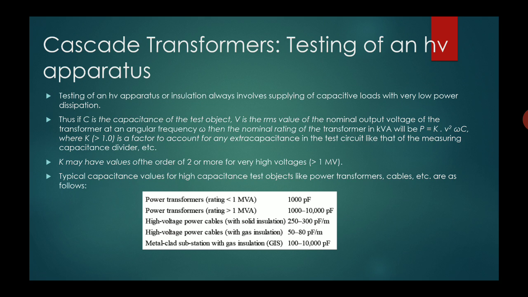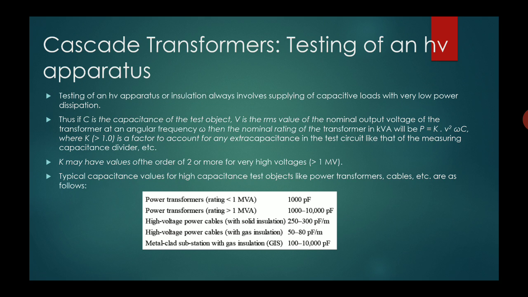kV² omega C, where K is more than 1, which is a factor to account for any extra capacitance in the test circuit, like that of the measuring capacitance divider, etc. So basically, when we do the testing of any apparatus, the insulation testing, what we are doing is basically testing of the capacitance of the object. So the power received by the object or the apparatus is kV² omega C.